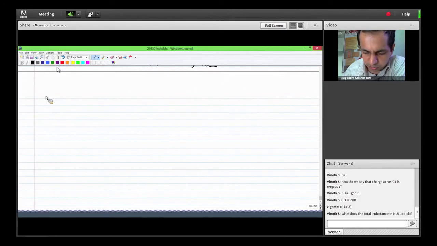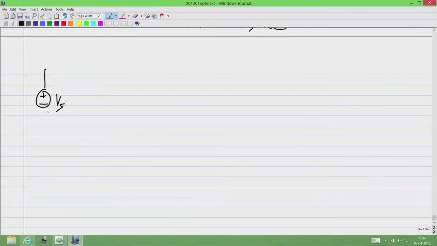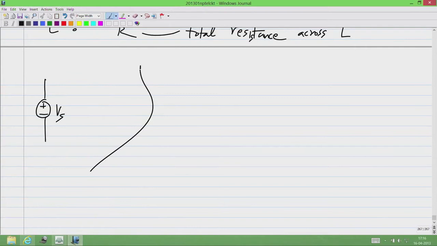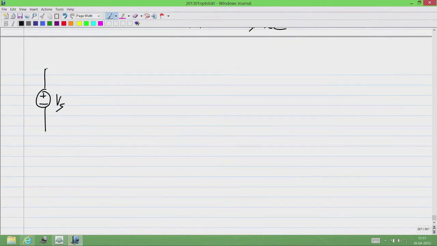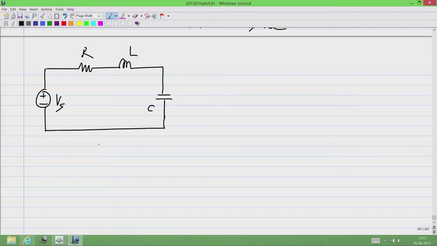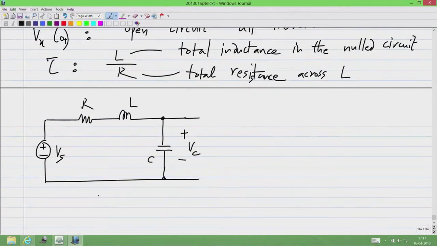So, first let me take a case where I have a voltage source Vs and this is applied to a series combination of R, L and C. Okay. And let me write everything with this capacitor voltage Vc as the variable. Okay.